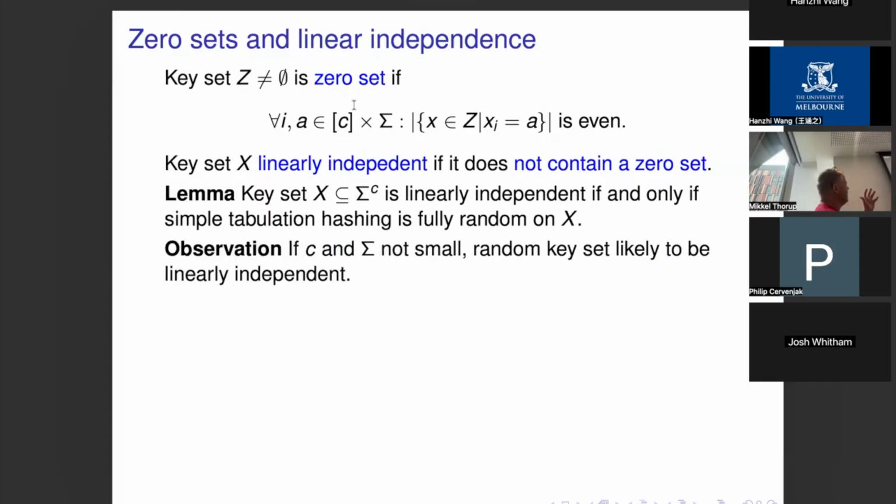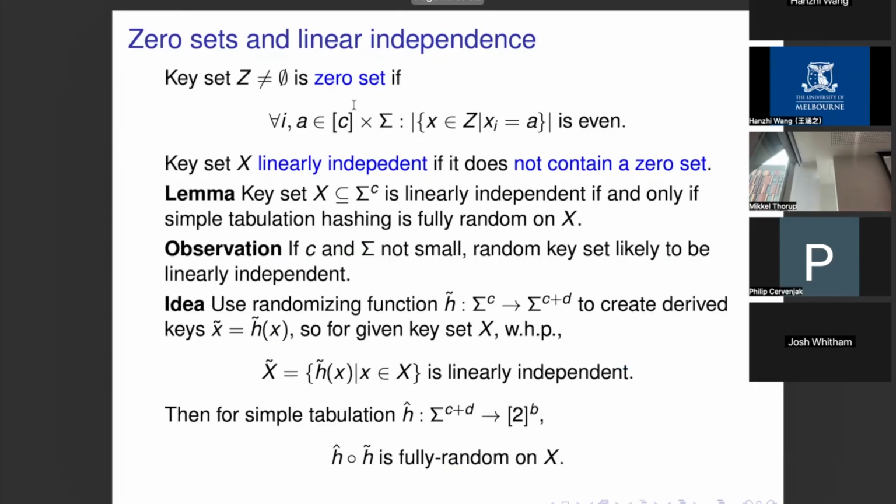So, why would this linear dependence, these zero sets, appear? How can you be so unlucky that for every position you have C positions, and for every character, they appear an even number of times? It shouldn't really be something that happens normally. But of course, if somebody constructs a set like our 4 keys, which just had these 2 characters, then it could happen.